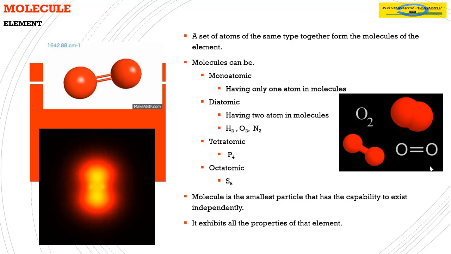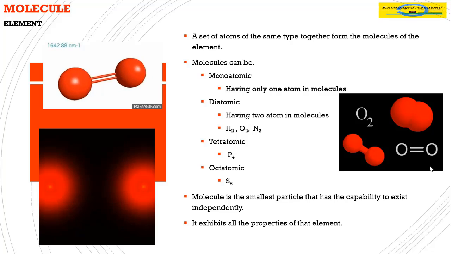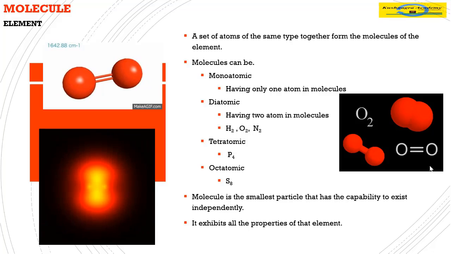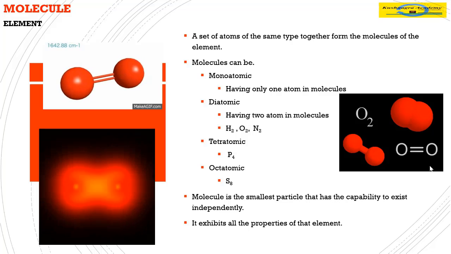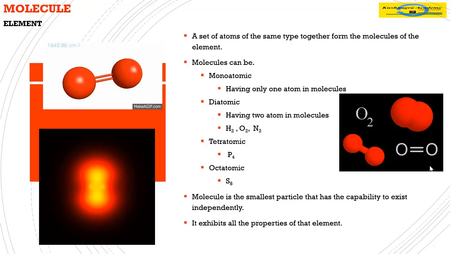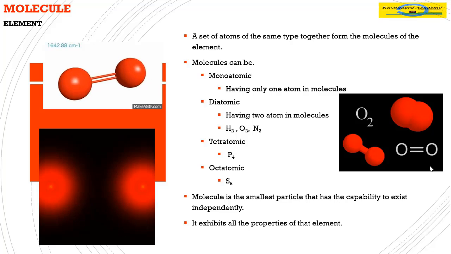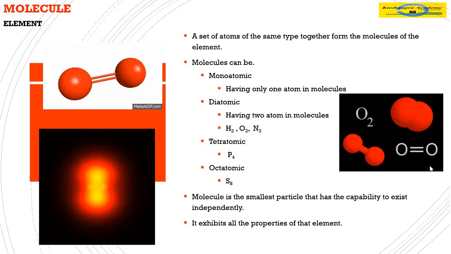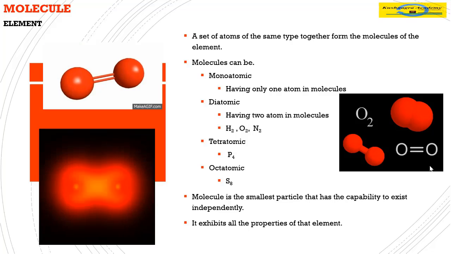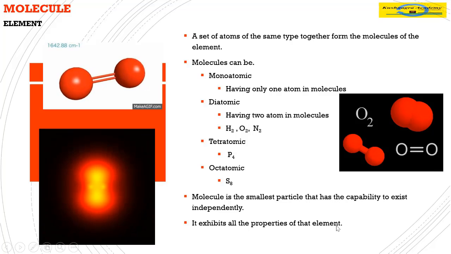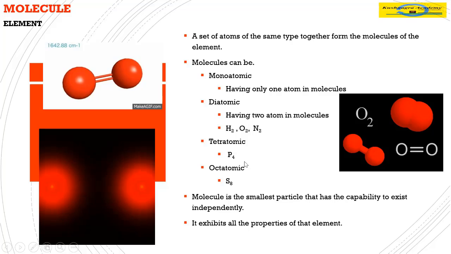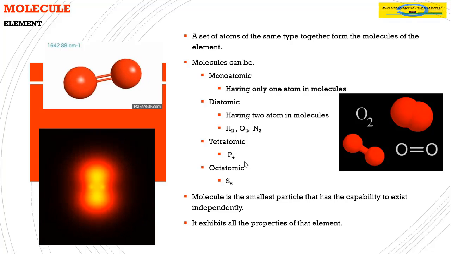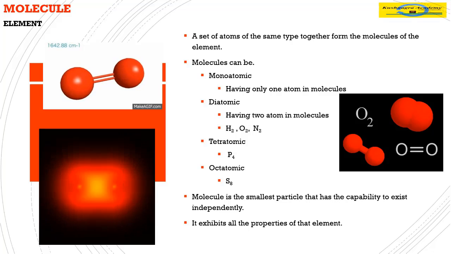It can be monoatomic, meaning having only one atom in a molecule. It can be diatomic, having two atoms in a molecule, for example hydrogen, oxygen, nitrogen, and we write their formulas as H2, O2, N2. There are also tetraatomic molecules, for example phosphorus P4, then octaatomic S8. We can also take the example of ozone, that is O3.